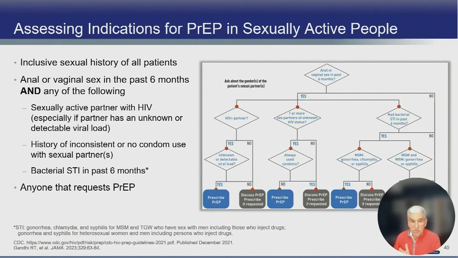Assess the indications by taking an inclusive sexual history of the patient, meaning not just their partners, but their partners' partners. Did they have anal or vaginal sex in the past 6 months with an HIV-positive person? Was somebody who didn't use condoms? Was someone who had a bacterial STI? Or did they just come in wanting it? All of these would provide indications for starting PrEP.